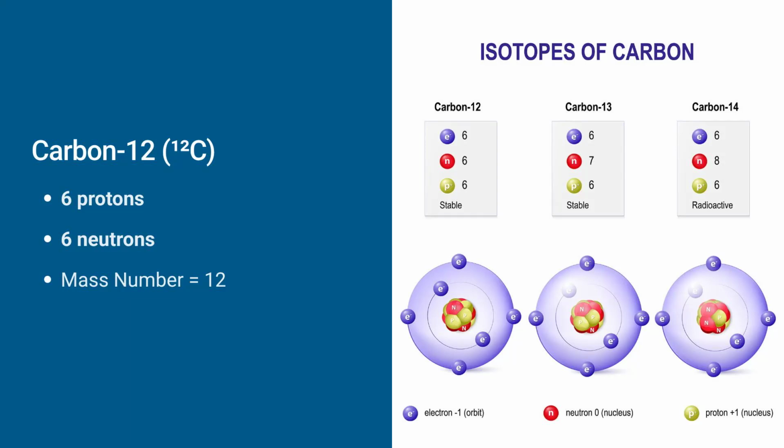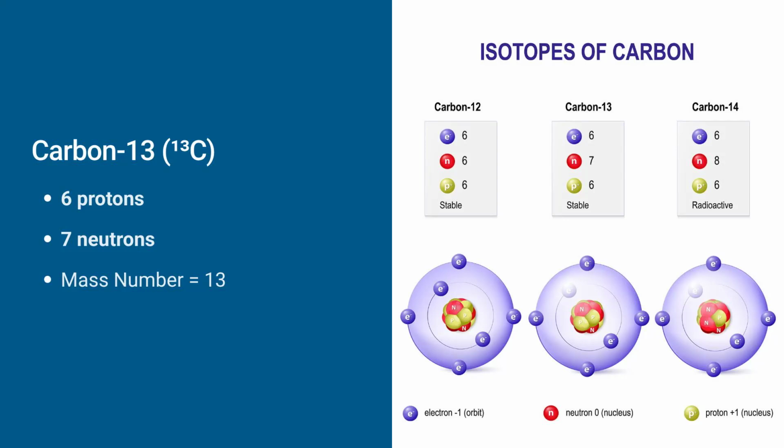Our first example is carbon-12, often written as 12C. This is the most common isotope of carbon. It has 6 protons, as expected for carbon, and it also has 6 neutrons. Adding these together, 6 protons plus 6 neutrons gives us a mass number of 12. Hence, carbon-12. Next, we have carbon-13 or 13C.